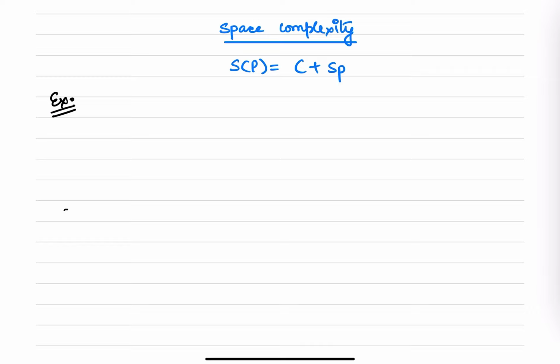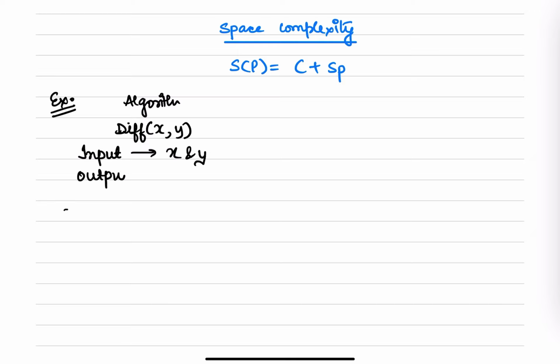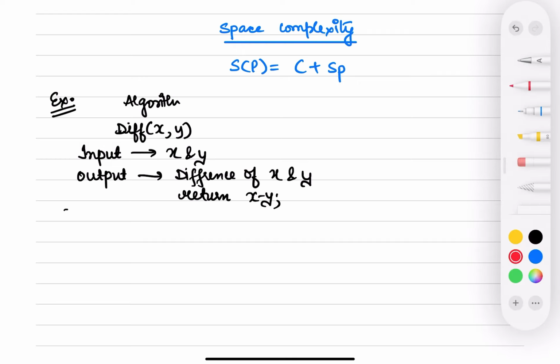So let me define one algorithm. Let's say the algorithm is about the difference between x and y. I'm just writing an algorithm, okay? So when you have to calculate the difference of x comma y, what do you need? You need x and you need y. What will be your output? Your output will be the difference of x and y, and it depends if you are defining a new variable or you're just returning x minus y. Let's say I'm returning x minus y itself, right? So this is a small algorithm to start with.